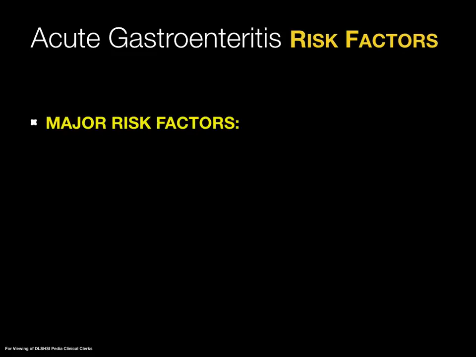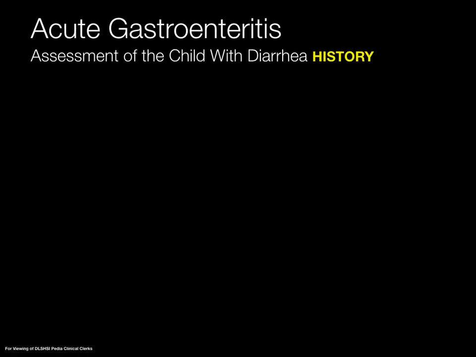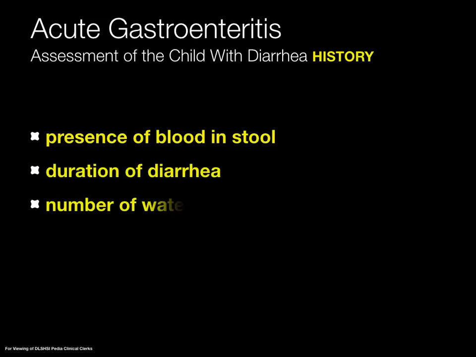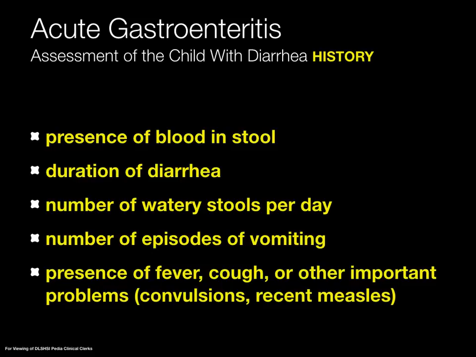The major risk factors for acute gastroenteritis are environmental contamination and increased exposure to enteropathogens. In the assessment of the child with diarrhea, history is very important. Note the presence of blood in stools, the duration of diarrhea, the number of watery stools per day, the number of episodes of vomiting, and if there is presence of fever, cough, or other important problems like convulsions or recent measles infection.